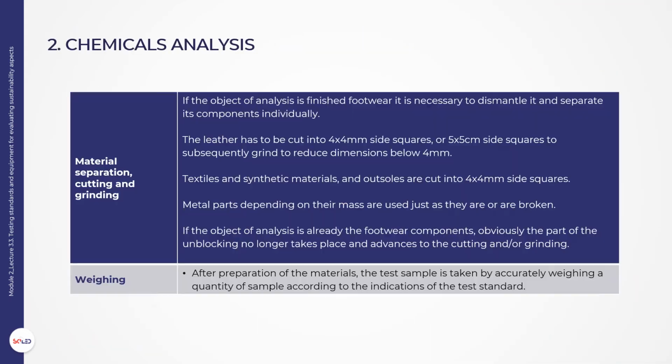Chemicals analysis. Conducting chemical tests requires a careful preparation of the samples to be analyzed, material separation, cutting and grinding. If the object of analysis is finished footwear, it is necessary to dismantle it and separate its components individually. The leather has to be cut into 4x4 side squares, or 5x5 cm side squares, to subsequently grind to reduce dimensions below 4 mm. Textiles and synthetic materials, and outsoles are cut into 4x4 side squares. Metal parts, depending on their mass, are used just as they are or are broken.